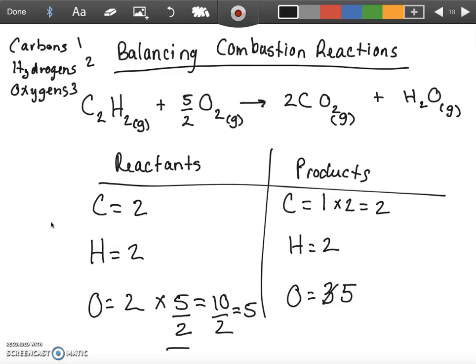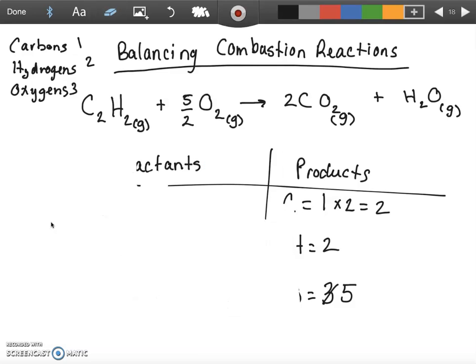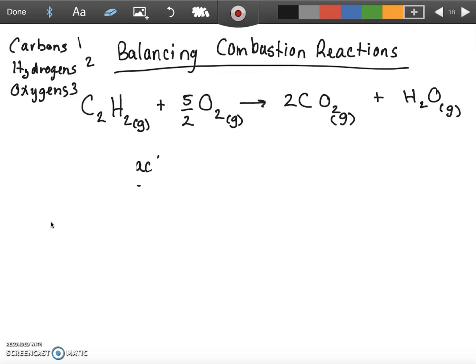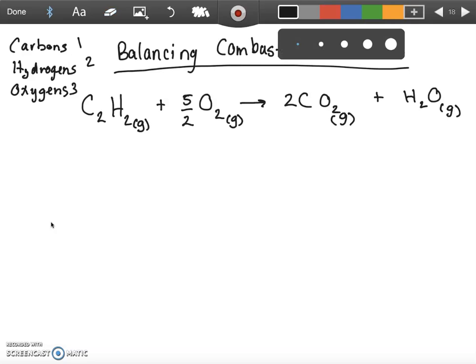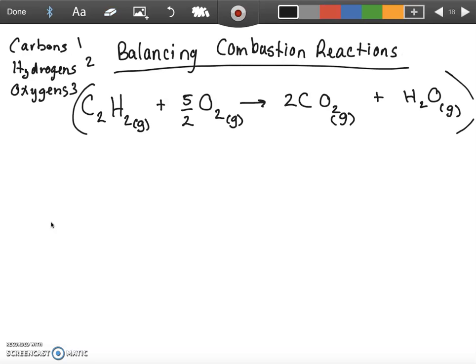There is just one slight issue though. It is not a good idea to leave half coefficients in, okay? So what we will do is go through and multiply by an integer that will get rid of that half coefficient. In this case, we're going to multiply by 2. So we're going to multiply both the products and reactants by 2 to make this 1/2 go away.